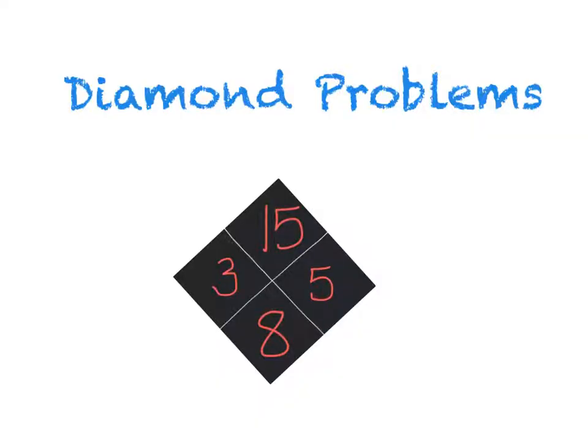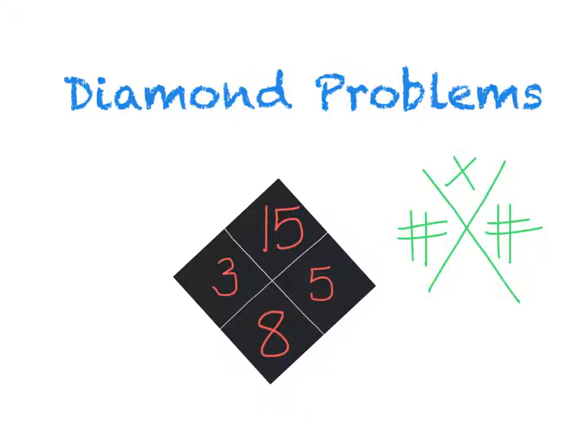And if you notice, when we multiply across 3 times 5, we get this top number of 15. And when we add 3 plus 5, we get the bottom number of 8. Okay, so the way that diamond problems work, in case you missed class today, is that we have 2 numbers on the side, and when we multiply them, we get the top, and when we add them, we get the bottom. Or we can say that the top is our product, and the bottom number is our sum.